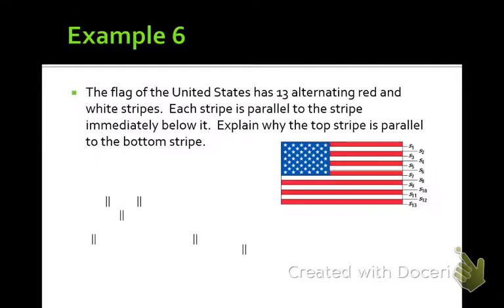Example: the flag of the United States has 13 alternating red and white stripes. Each stripe is parallel to the stripe immediately below it. Explain why the top stripe is parallel to the bottom stripe.